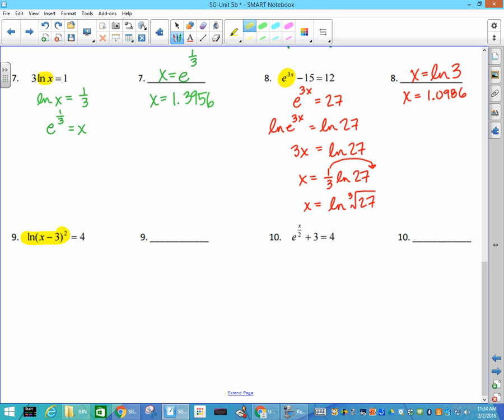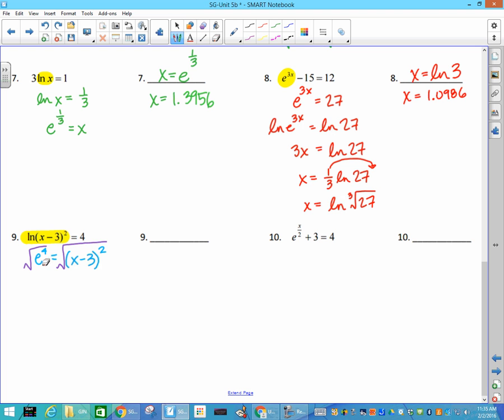And this is my log, and I have my log all by myself, so I'm going to leave that, and I can now use my definition. The base of this is e, so it says e to the fourth equals x minus 3 squared. Okay, if I have something squared, how am I going to solve that? I'm going to take the square root of both sides.